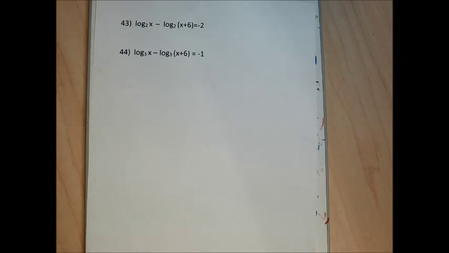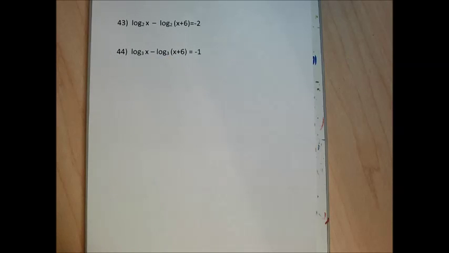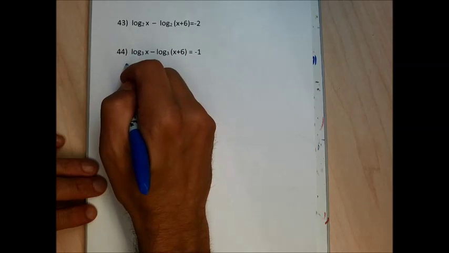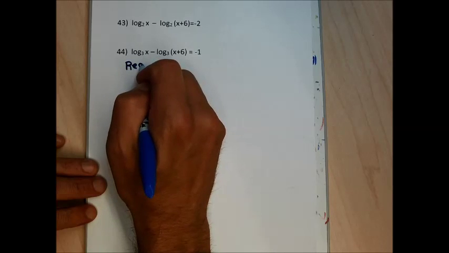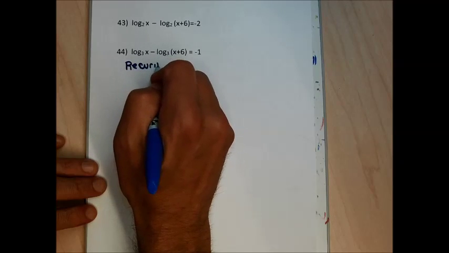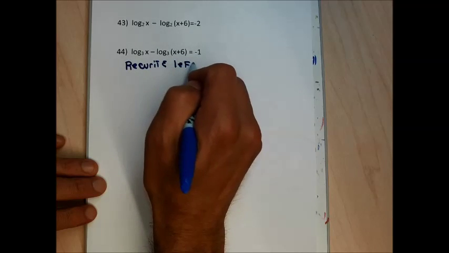So 43, 44, 45, 46, and 47 all have 2 logarithms separated by a minus sign. They're on the same side of the equation and they're going to be tricky. I'm going to do problem 44 by rewriting the left-hand side with 1 log. So to get started on your problem 43 and my problem 44, I need to rewrite the left-hand side.